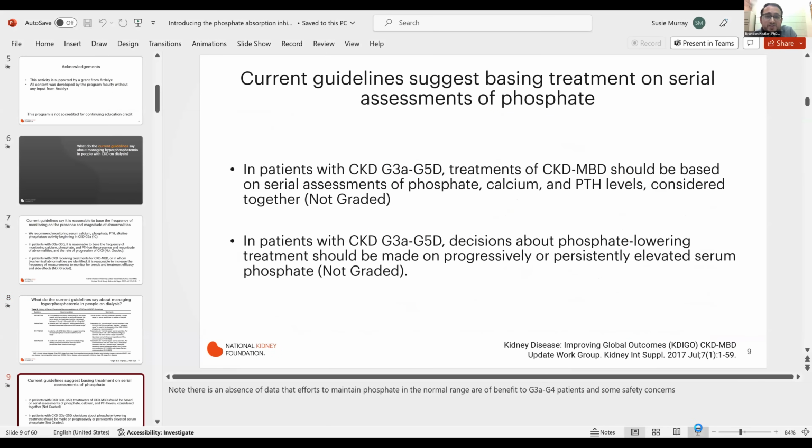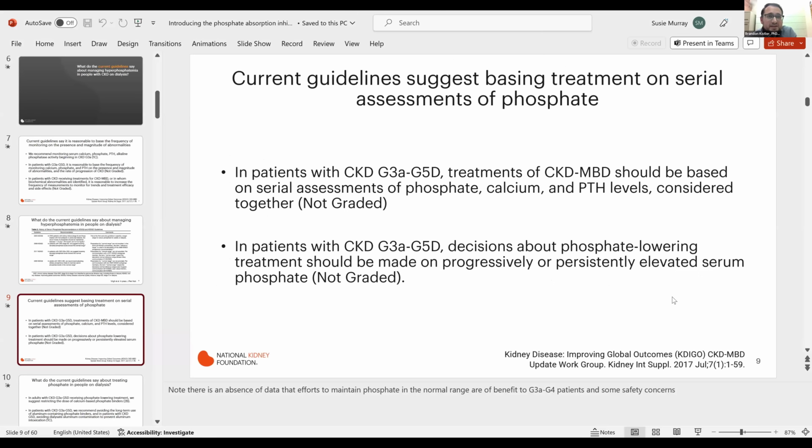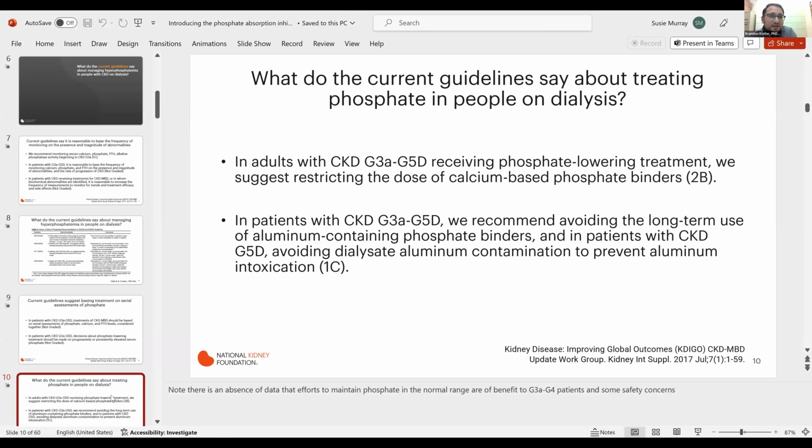And this idea that treatment for CKD-MBD should be based on serial assessments of phosphate, and decisions about phosphate-lowering treatment made on progressively or persistently elevated serum phosphate. So sort of de-emphasizing these individual single measurements. The next slide focuses on some specific treatments. So this idea of limiting calcium-based phosphate binders and avoiding aluminum-containing phosphate binders or dialysate aluminum contamination.